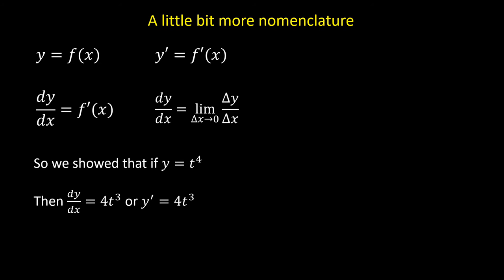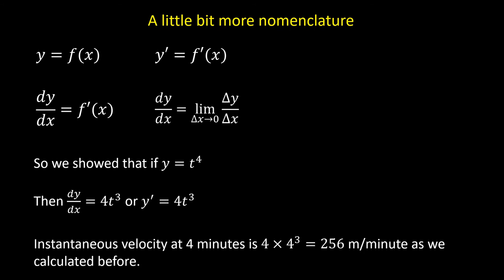Okay, so using our derivative function, remember we were trying to find the instantaneous velocity at 4 minutes. We simply plug 4 into our equation and we get 4 times 4 cubed, which is 256 meters per minute, which is what we had calculated manually using a table of values where the elapsed time got shorter and shorter around the central value of 4 minutes.